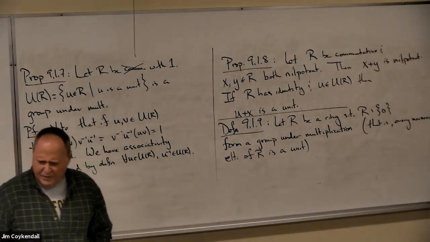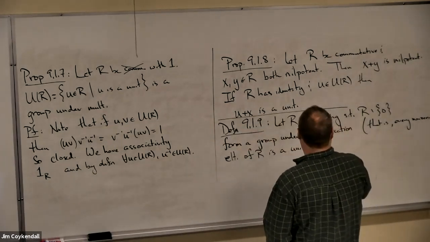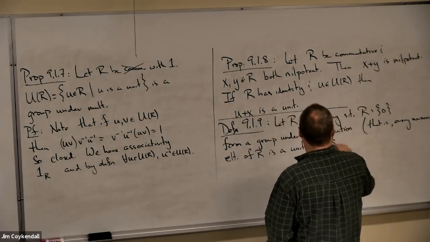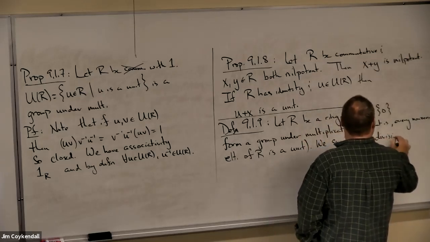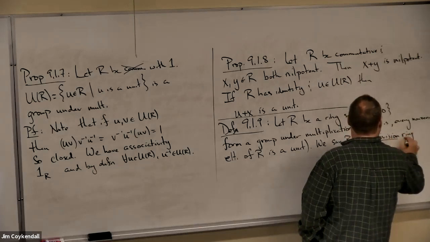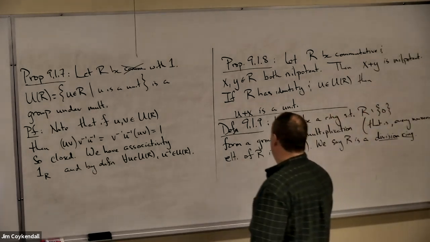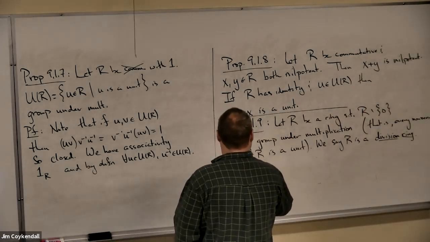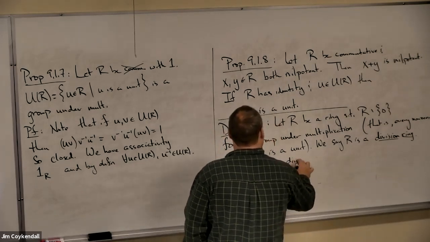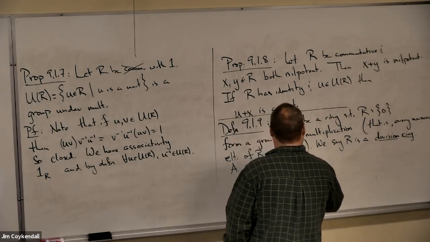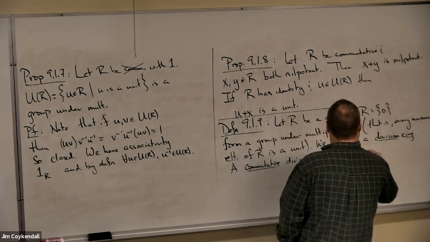Then we call this a division ring. We say R is a division ring. That is, every non-zero element is a unit. A commutative division ring is called a field.